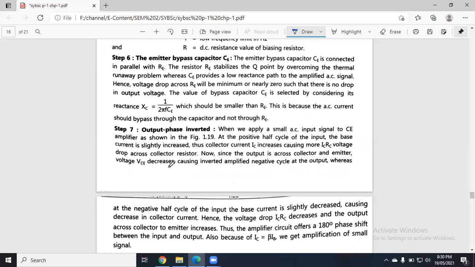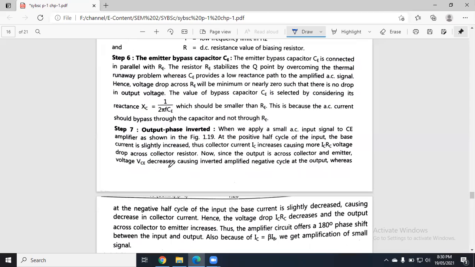Emitter will emit the electrons, base will forward those electrons to the collector. Now whatever is the current flowing through the base, the same current will flow through the collector. That is why as base current increases, collector current will also increase. That causes more IC RC voltage drop across collector resistor. As current increases, the voltage drop will also increase. So that is why there will be a less output.